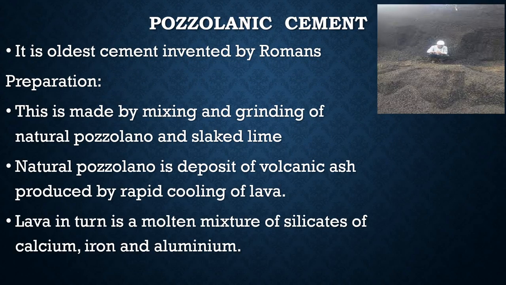Pozzolanic cement. It is the oldest cement, which was invented by the Romans. It is made by mixing and grinding natural pozzolana with slaked lime. Natural pozzolana is a deposit of volcanic ash produced by the rapid cooling of lava, which we can see in the figure. Lava in turn is a molten mixture of silicates of aluminium, calcium and iron.